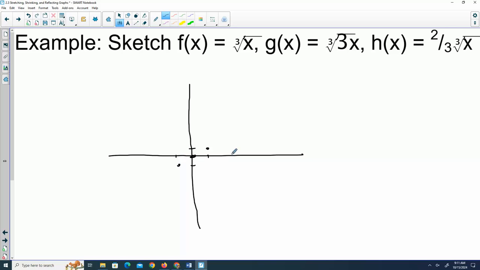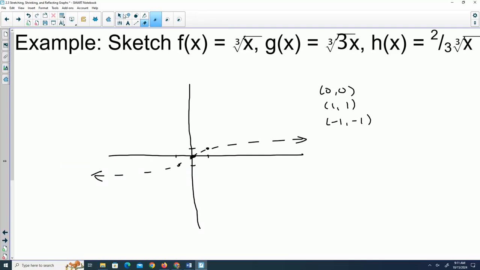Now that's certainly enough if you know what your graph's going to look like. If you get confused between the x cubed and the cube root, you could always do more. If you did more, what would be the next x value you could put in? 8. And the cube root of 8 would be 2. So you could have 8, 2, and negative 8, negative 2. So we see it's like the chair flipped on its side. Okay, so there's my original.